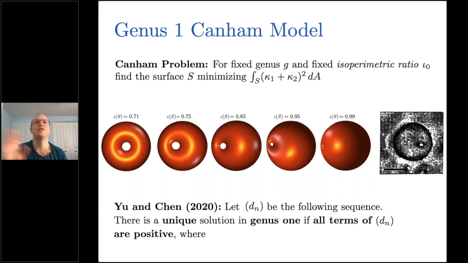But for what we're interested in, it seems to predict the shape of these biomembranes. In particular, in the genus 1 case, so when you have a single hole, so this is not for blood cells, this is when you have a hole in them.